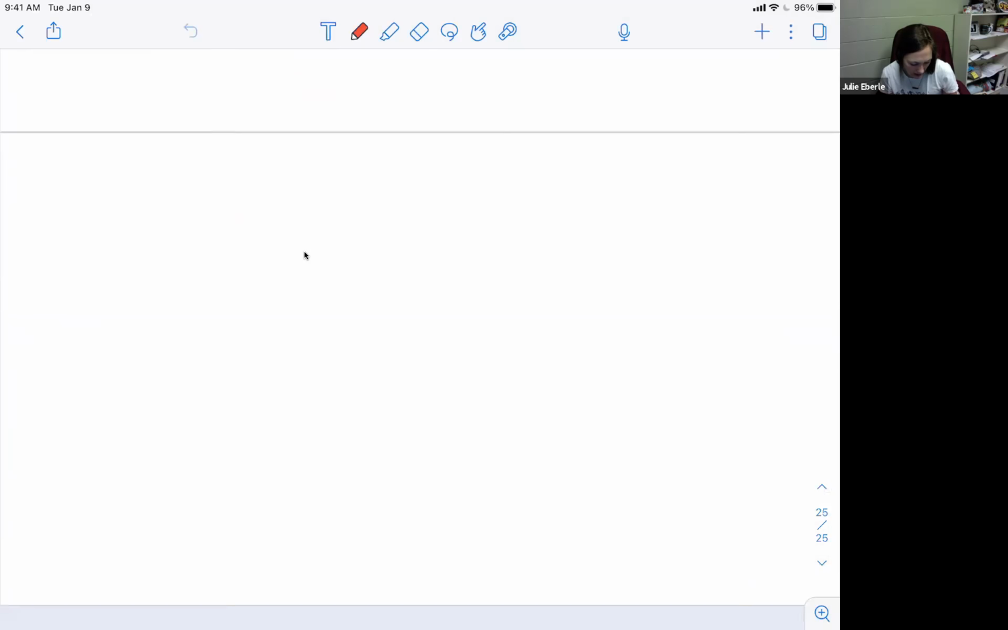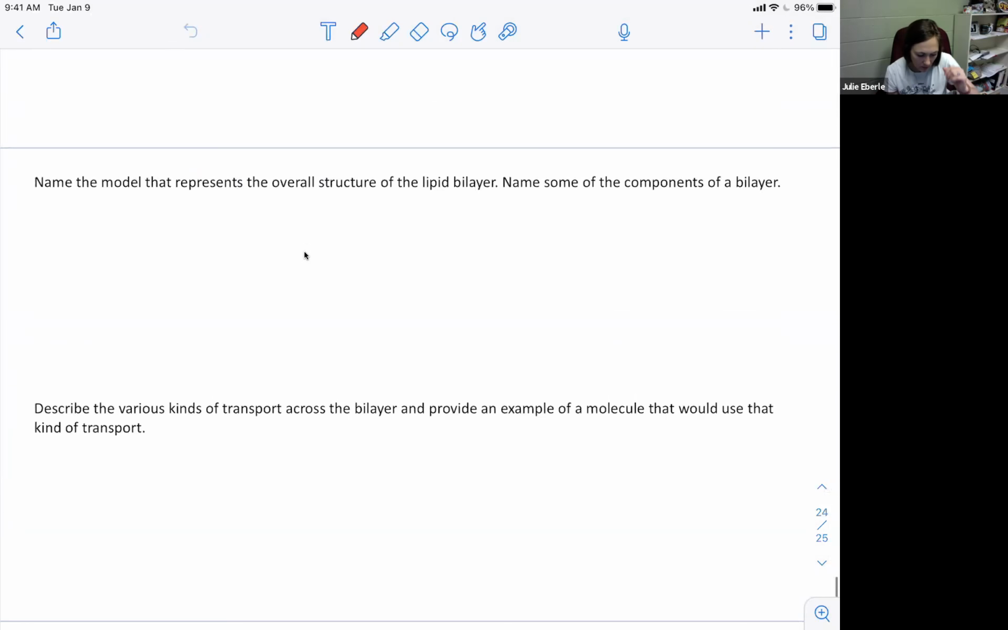Okay, last two questions here. Name the model that represents the overall structure of the bilayer. We'll ignore that part. We kind of need to get to the other stuff, so we'll just answer that part. And then the various kinds of transport across the bilayer. I'll let you go back and add an example of a molecule, but we'll at least name the kinds of transport. So what was the model that we said represents the bilayer?